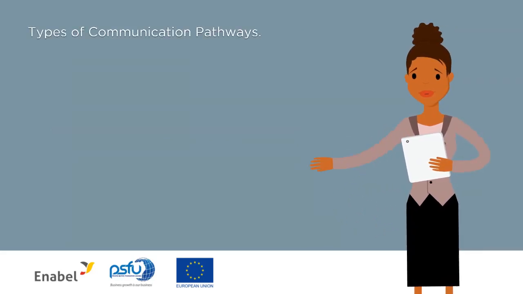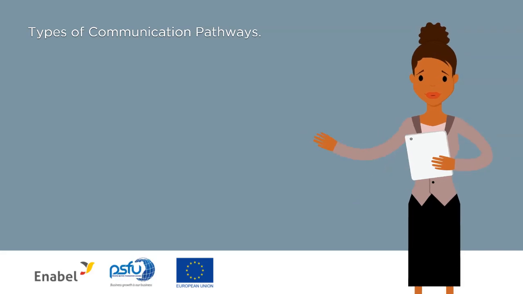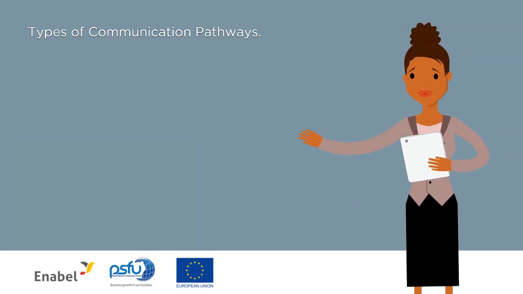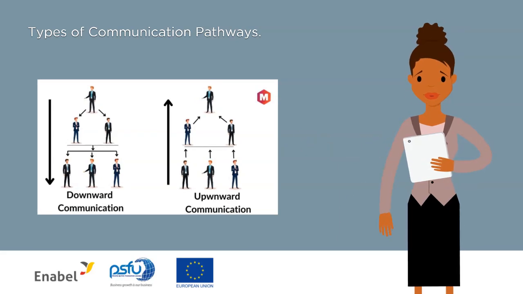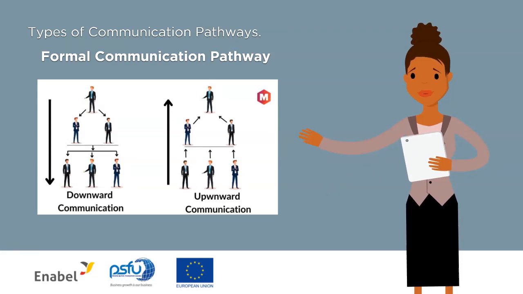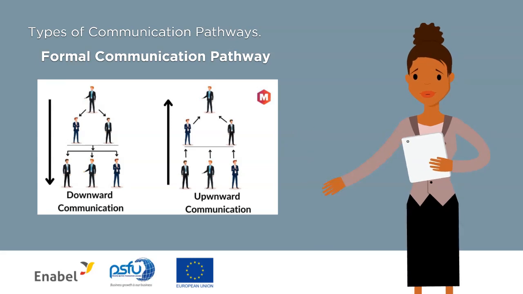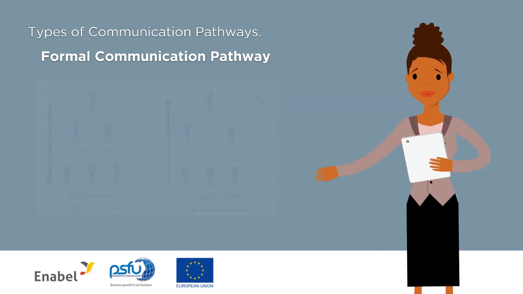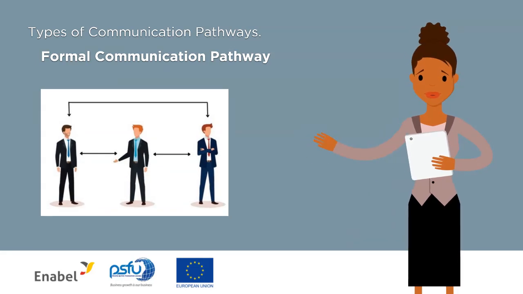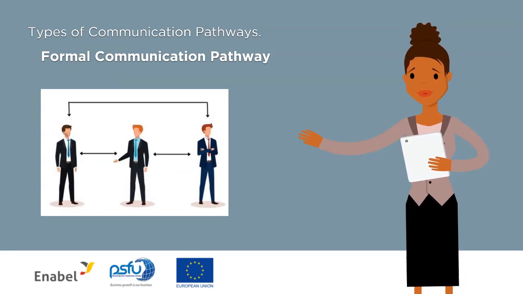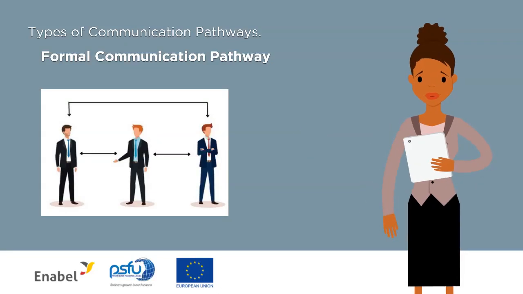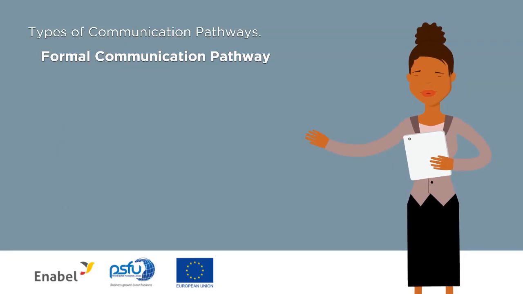Types of communication pathways. There are two types of communication pathways, formal and informal. Formal communication pathway. 1. Downward communication, vertical communication. Information flows from higher to lower levels. 2. Upward communication, vertical communication. Communication initiated by junior staff to senior staff. 3. Horizontal communication, lateral communication. Communication flows between functional areas at the same level.